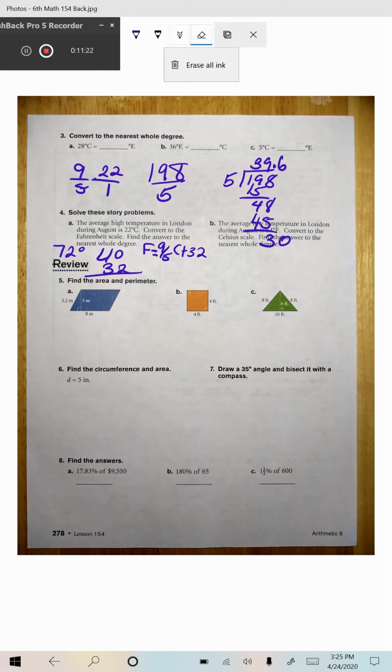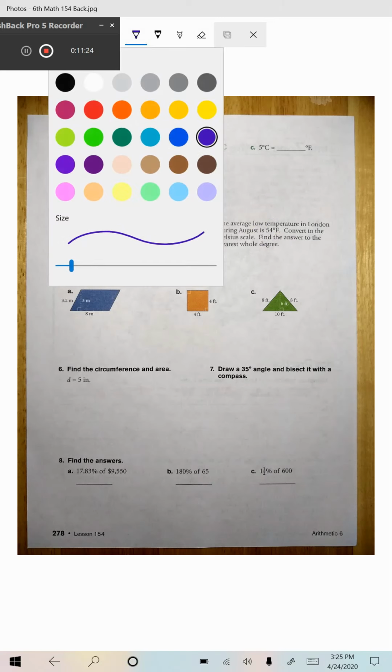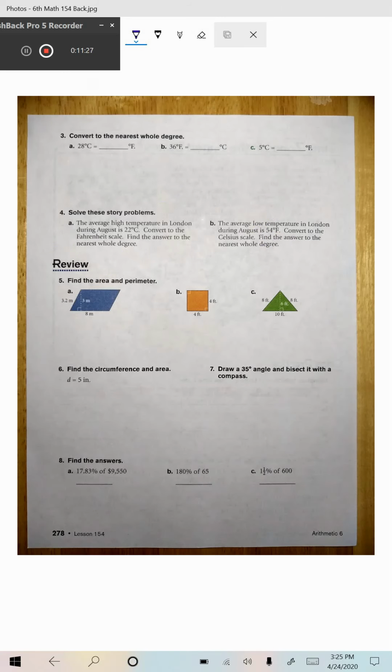All right. Let's try it again. Maybe I'll look smarter on this one. The average low temperature in London in August is 54 degrees Fahrenheit. Convert that to Celsius and find the answer to the nearest whole degree. All right, so my Celsius formula is 5 over 9, and I'll do that after I do Fahrenheit minus 32. Okay, so 54, which is the Fahrenheit, minus 32 would be 22.